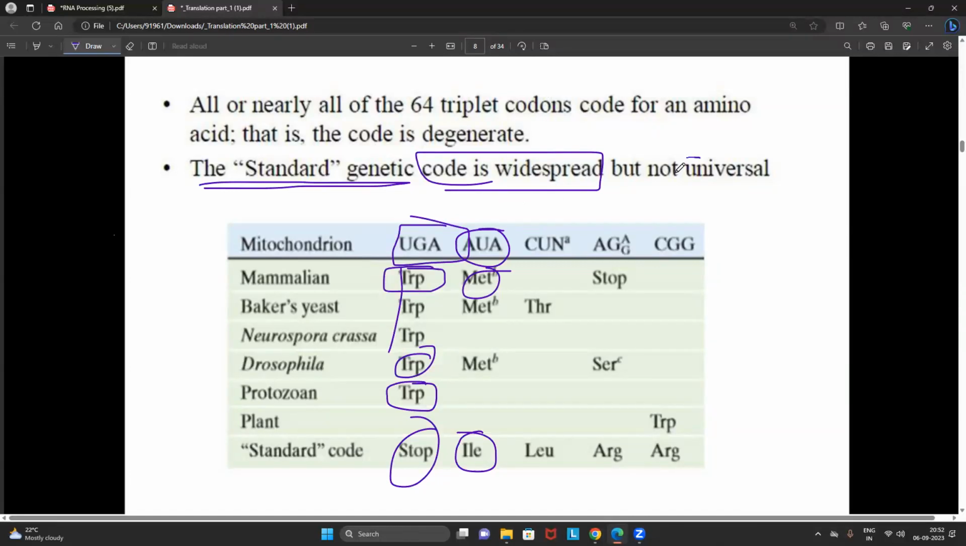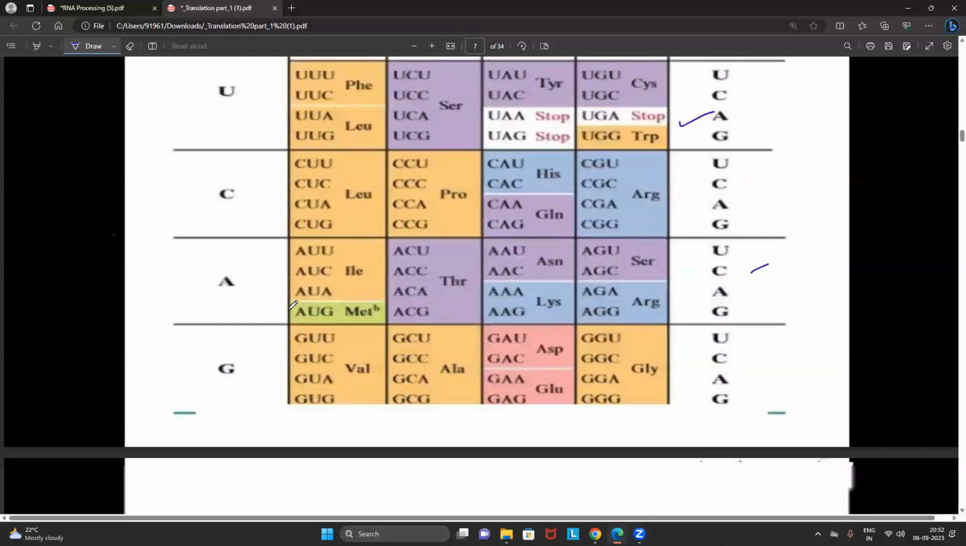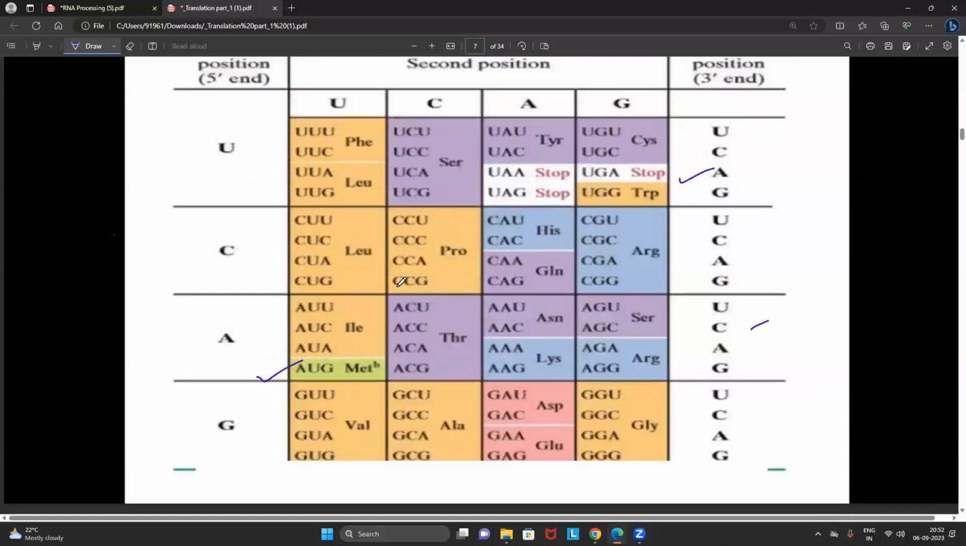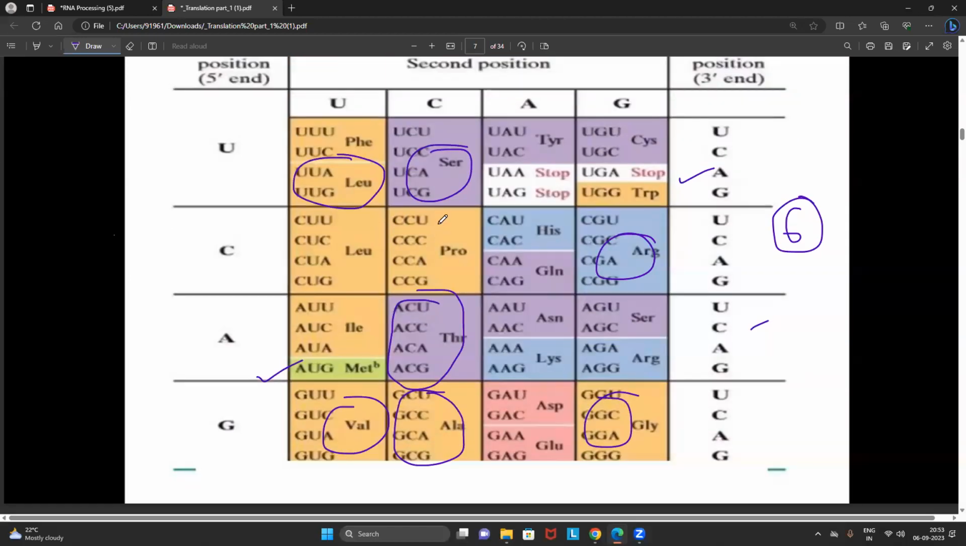But what's the point? It is not universal, which means that it is not going to code for the same information in every organism. Present in every organism, but it is not going to code for the same information. That's the point. Listen, you have to remember, friends, there's no shortcut here. Leucine, serine, arginine: these three are the amino acids which are coded by 6 codons. And threonine is coded by 4 codons, alanine, valine, glycine, proline. They are also coded by 4 codons.